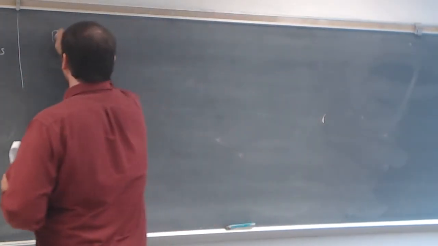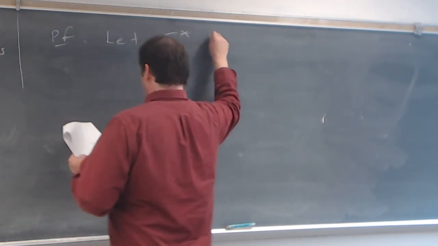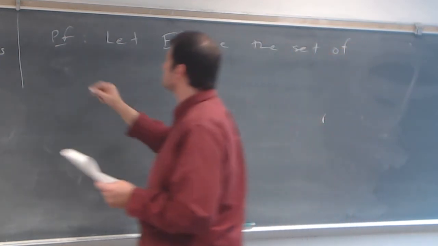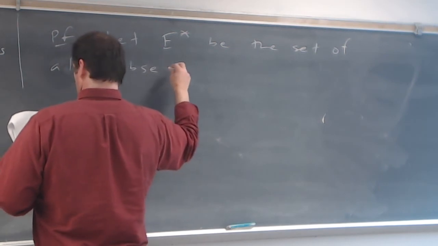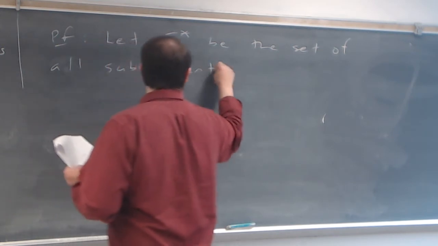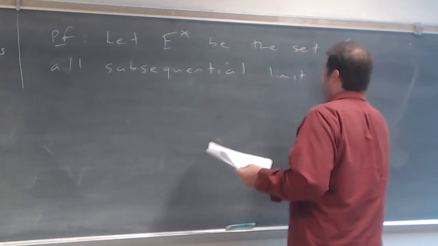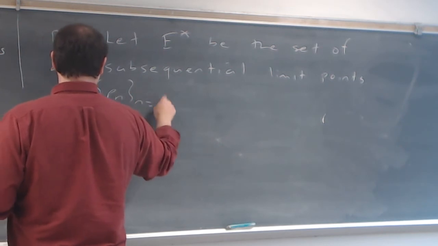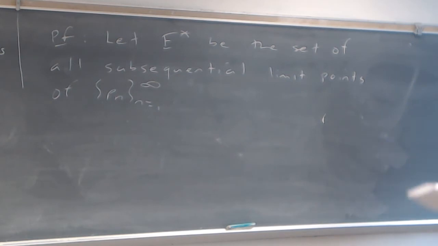Okay, so here's the proof. We're going to let E star symbolize, or be, the set of all subsequential limit points of P sub n. What we want to do is show E star is closed.